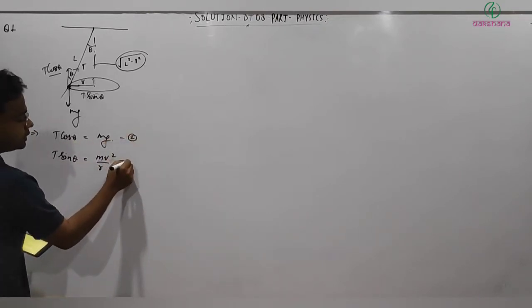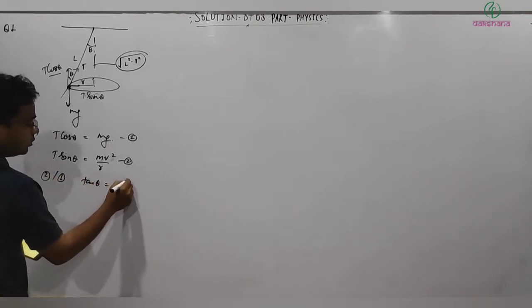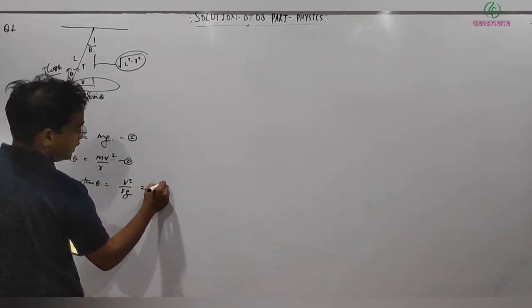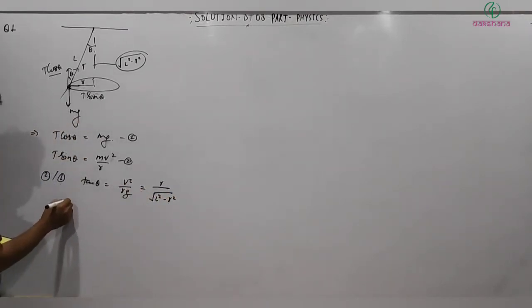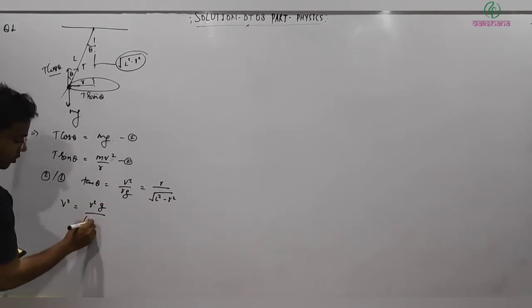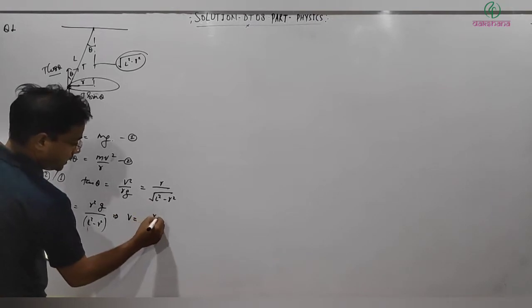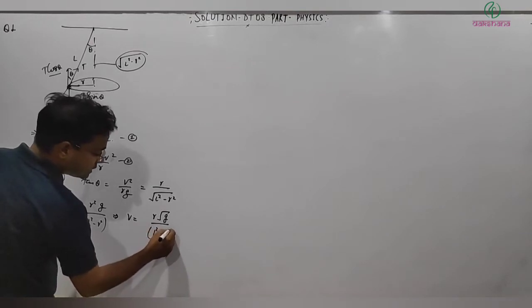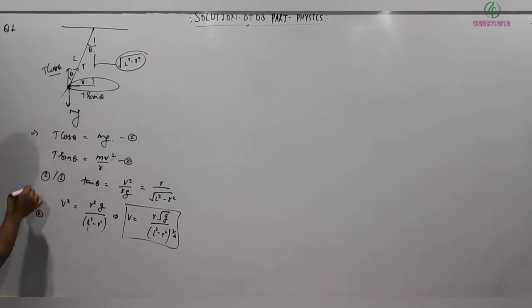Let this be equation 1 and this equation 2. Then 2 divided by 1 gives tan theta equal to v square by rg. Tan theta can also be written as r divided by under root L square minus r square. So v square equals r square g divided by L square minus r square, and taking the root, v comes out to be r times g divided by L square minus r square, whole power 1 by 4. That is the answer to the problem, which matches option 2. So this is question number 1.